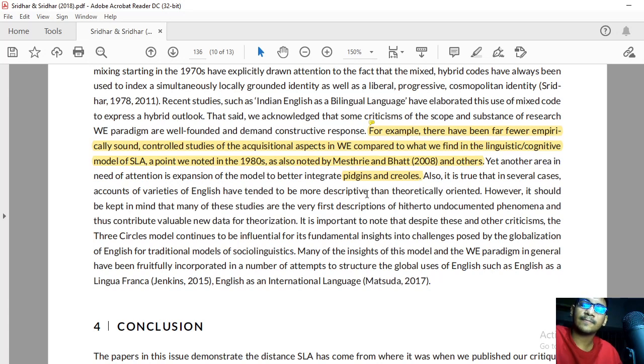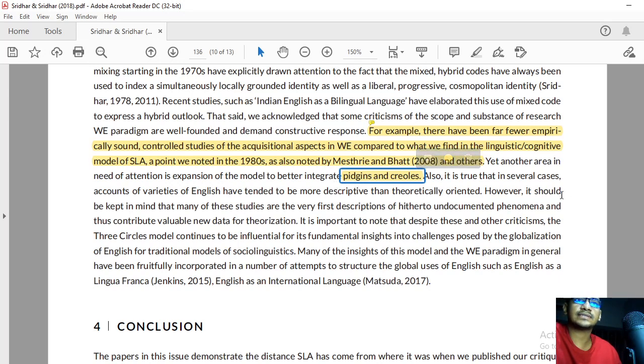When the pidgin becomes so used, so common, that the second generation people, or the grandchildren of the people who established the pidgin, when the newborns also start learning that pidgin as their mother tongue, that becomes a Creole. So pidgin is the first level of a new type of language, a new combination of English and another language, and Creole is when the pidgin becomes established.